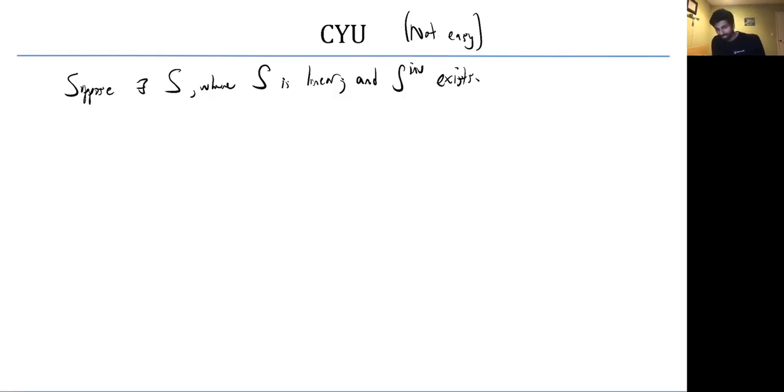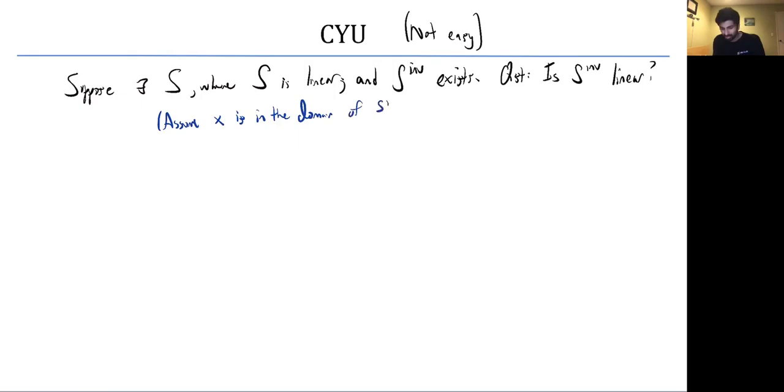Now, the question that I'm going to ask you is: is S inverse linear, right? If a system S is linear, does its inverse necessarily need to be linear? Okay. Here, just for mathematical completeness, we'll assume that X is in the domain of S inverse. And likewise, S inverse of X. So feel free to pause the video and see if you can end up solving this.